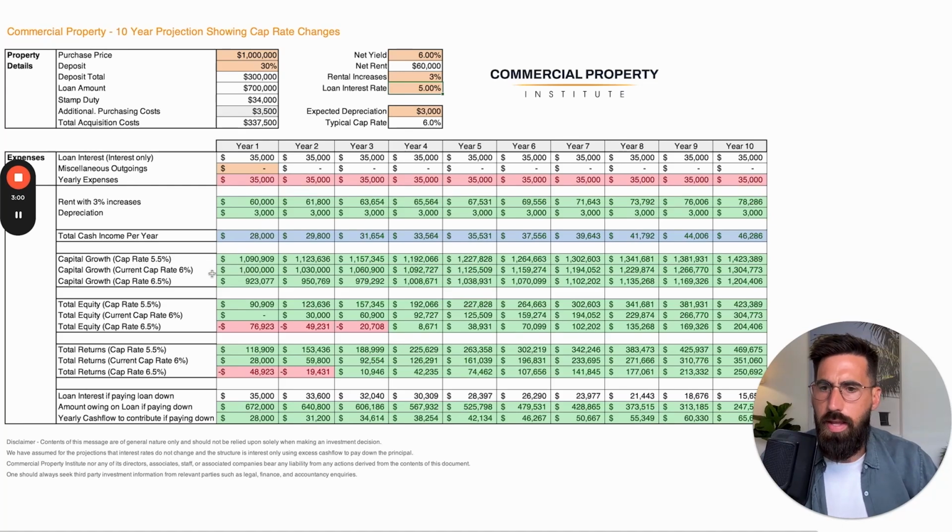Now what we look at is what happens if we see some compression. So we buy in a really good capital growth area and the cap rates drop from 6% to say 5.5%. The value of the property that was $1 million at a 6% cap rate would actually become $1,090,000. So we're making $90,000 just from the cap rate compressing.